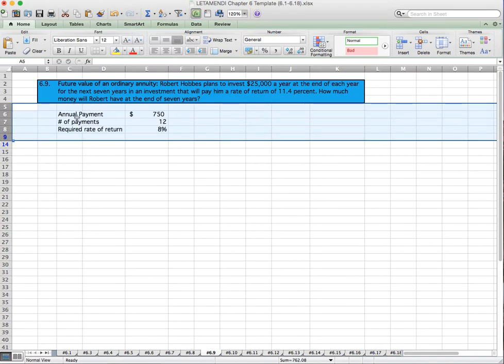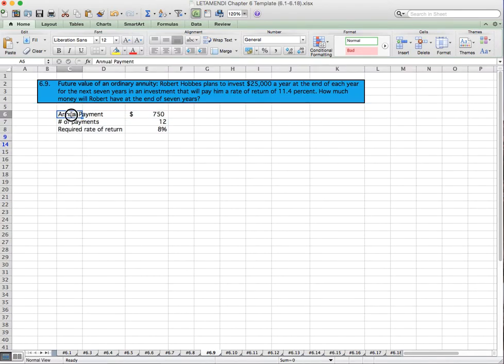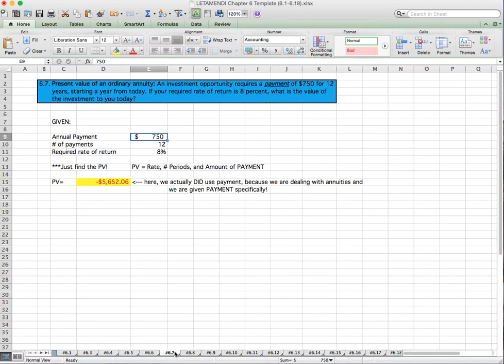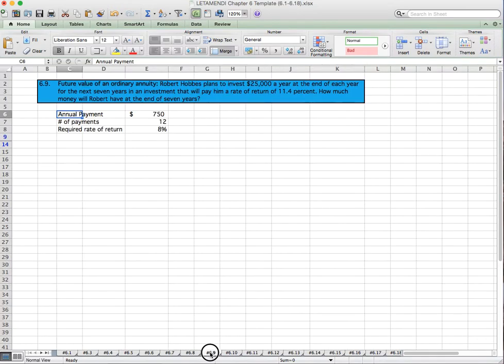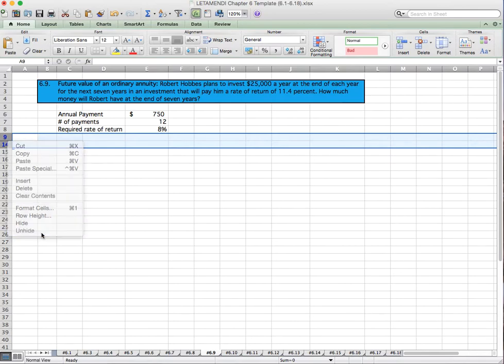Step 1, isolate the given. We have... okay, I need to rework on that. So we'll revisit this one in a different problem.